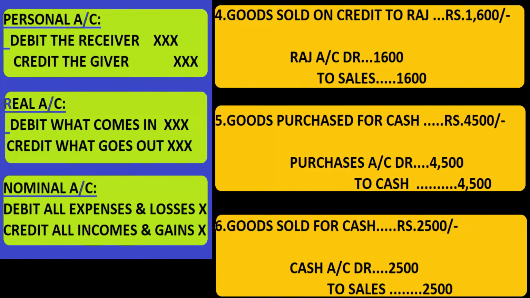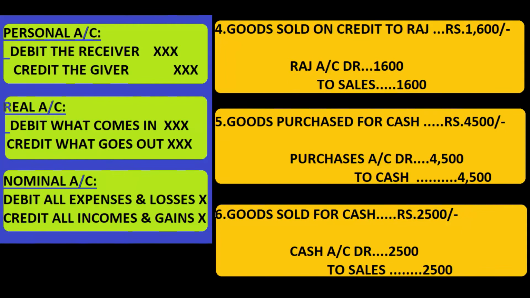The fifth transaction is goods purchased for cash rupees 4,500. What are the two aspects here? Goods came into the business, cash went out of the business. These are the two aspects. Both belong to real account. So as per real account rule, debit what comes in, credit what goes out. Goods came in, so goods account debtor to cash account. The entry is goods account debtor 4,500 to cash account 4,500. Okay, till now we completed 5 journal entries.